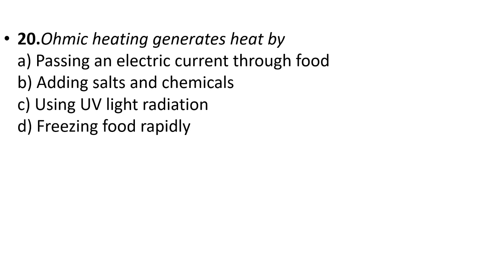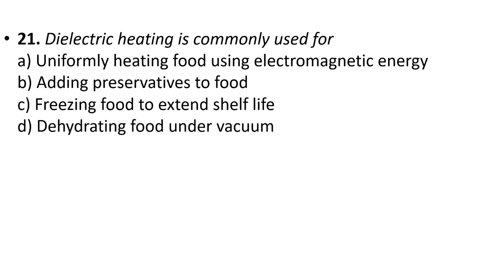Question number 20. Ohmic heating generates heat by: A. passing an electric current through food, B. adding salts and chemicals, C. using UV light radiation, D. freezing food rapidly. Here the answer is option A. Passing an electric current through food.